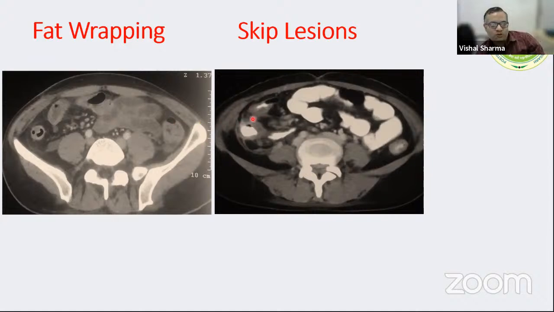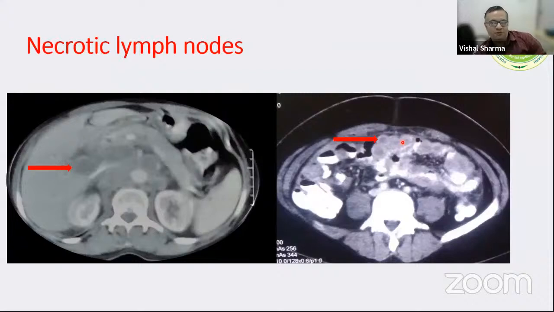And then right colonic involvement, normal colon here, and then left colon. So this is a skip area. One area is involved, then there's a normal area, and then there's another area which is involved. So skip lesions, this is TB. This is Crohn's disease, right? Can happen in TB also.